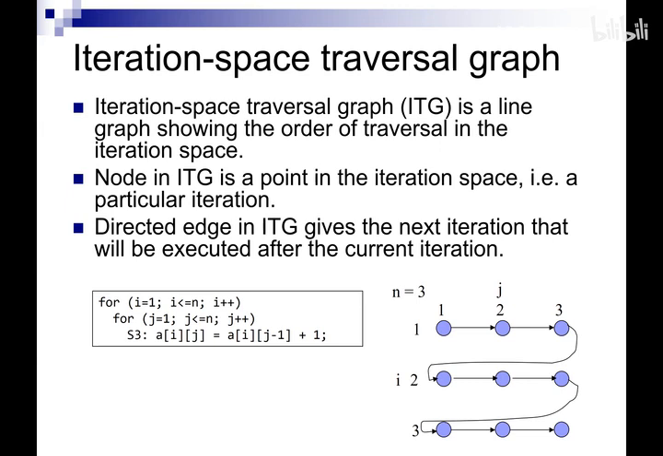We go through all of the j iterations for that i, and then we go to the next i, and then we go through all the j iterations again. So the order that we iterate through is we take the first value of i, we go through all of the j values, and then the next i, we do all the j values, and so on. So this is going to give us our iteration traversal graph. We're going to create an edge between two consecutive iterations in the ITG.